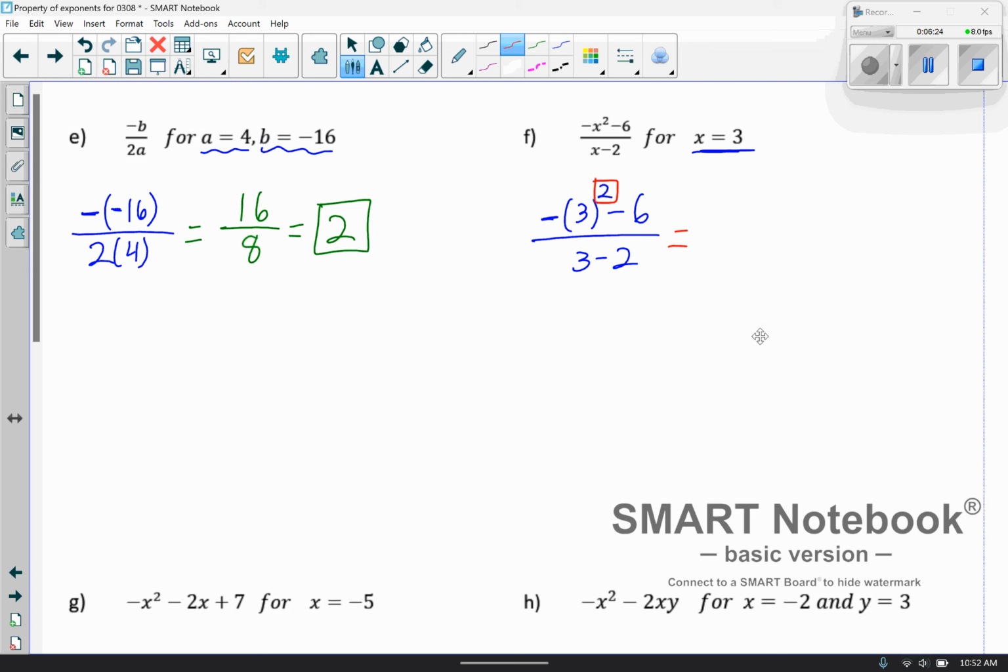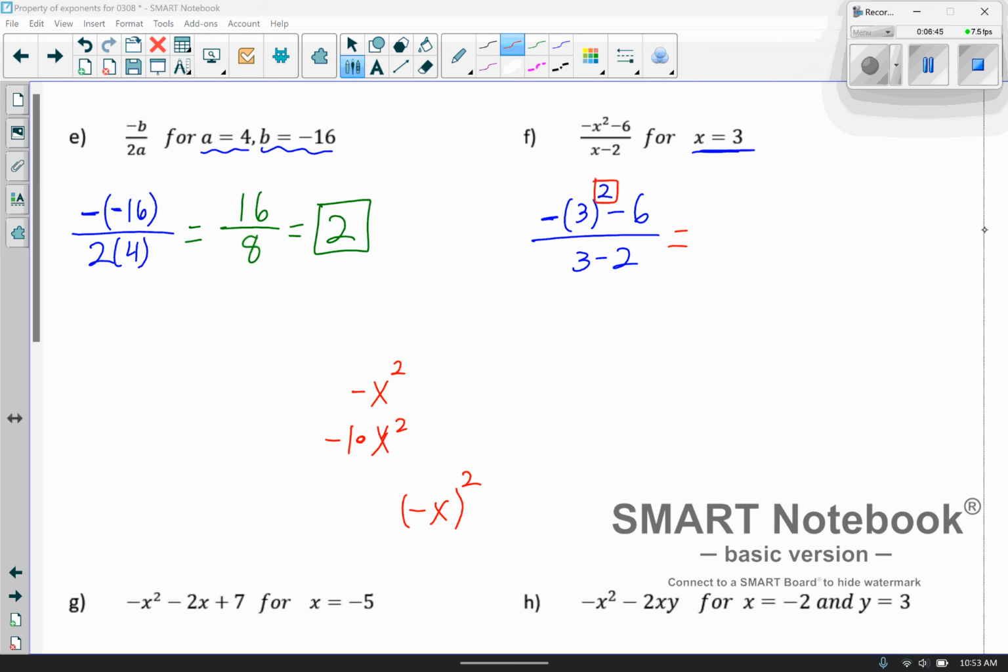By the way, just for notation issues, whenever you have a negative x squared, that's really negative 1 times x squared, okay? That's a little different than if you had negative x to the power of 2. Those two things are actually different right here.